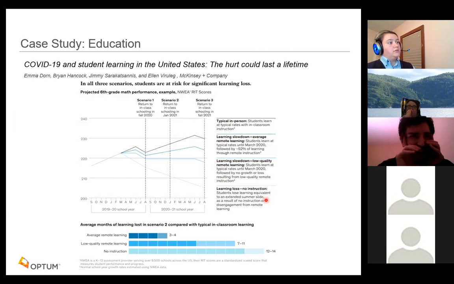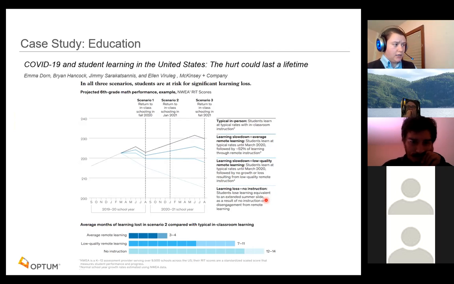Second scenario, return to in-class schooling January 2021. This scenario is called virus resurgence. And the third scenario, return to in-class schooling fall 2021. So when we look at scenario 2, which seems maybe more likely than scenario 1 at this point, the study found an average months of learning lost compared to typical in-classroom learning. So in an average remote learning setting, they project a 3 to 4 month loss of learning.